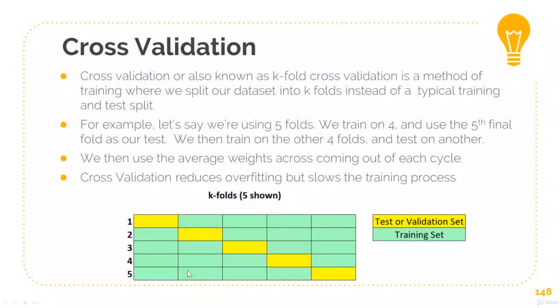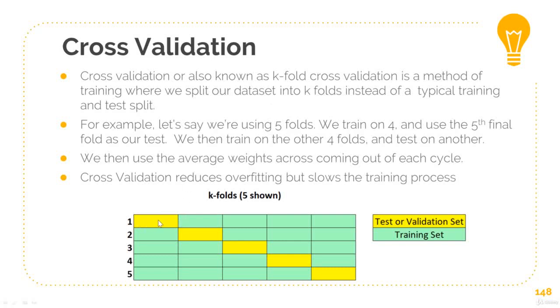So let's go into cross-validation. Cross-validation is something I rarely use. I used to use it a lot doing previous machine learning work, but in deep learning I don't use it often. But if you want to know what it is, it's quite simple. Cross-validation, also known as k-fold cross-validation, is a way we split our training data set into different folds, and we train on those folds and test on the other folds afterward.